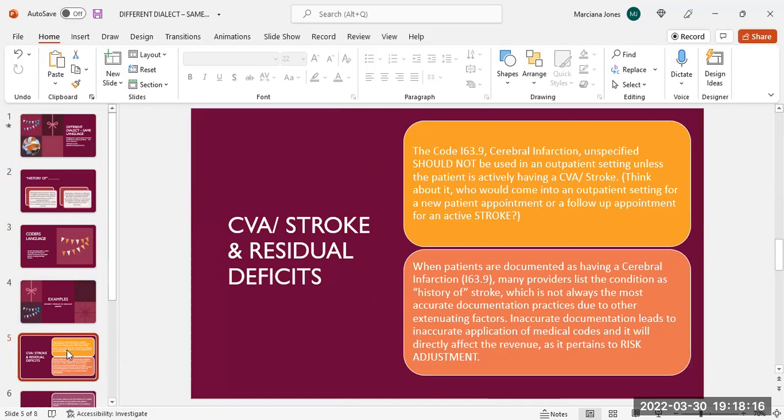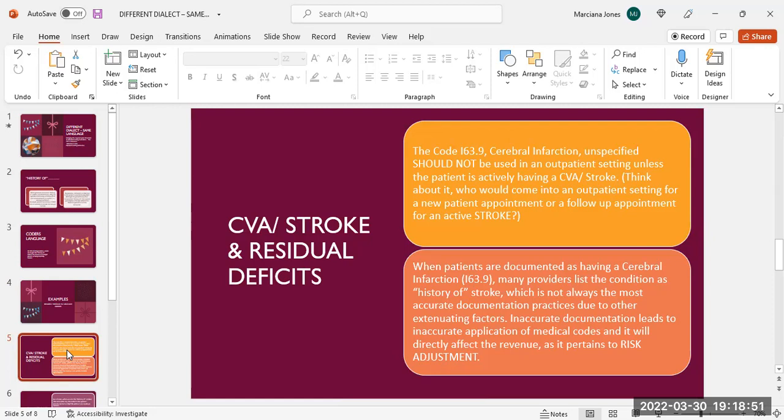I definitely wanted to do another video on this, although I have one previously recorded, because I know a lot of people are starting with Optum, which is United Health Group, starting their CRC jobs with them. This is one thing you're going to have to thoroughly understand when you're coding for risk adjustment: the history of, and also CVAs and strokes. It's very important because it's something you'll often see a lot in risk adjustment coding. So the code I63.9 is cerebral infarction, pretty much a stroke.